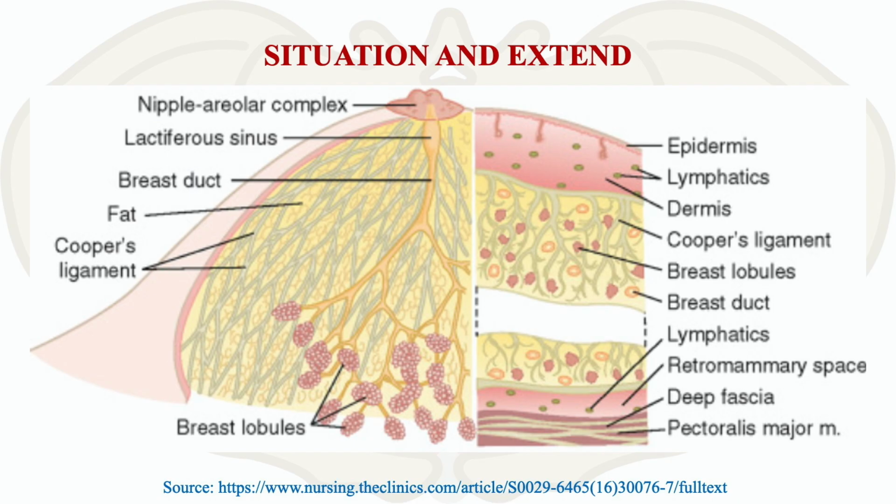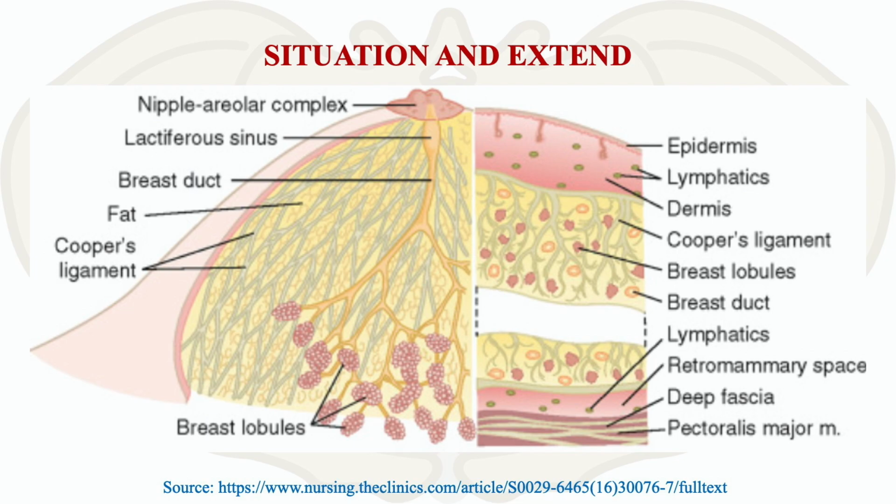This picture also shows you the nipple areolar complex, then the lactiferous sinuses, the breast duct, the fatty tissue, and the breast lobules. Now these are the layers which are present: the epidermis, the lymphatics, dermis, Cooper's ligament, breast lobules, duct, lymphatics, deep fascia and pectoralis major muscle, and the lymphatics are present in the retromammary space.